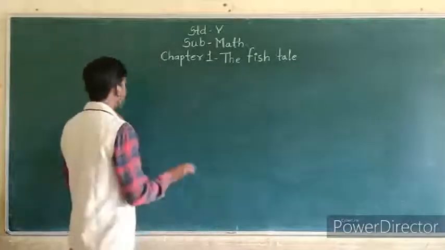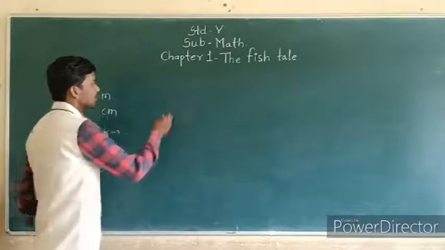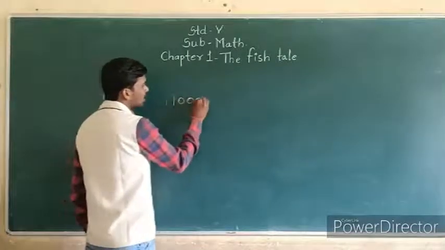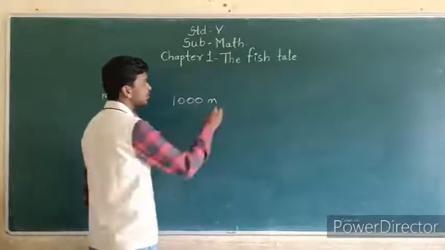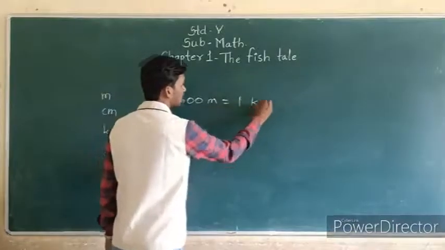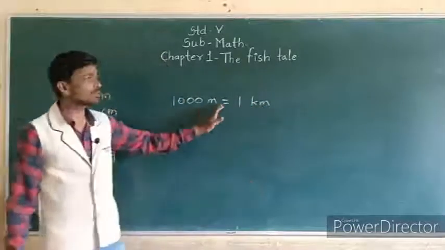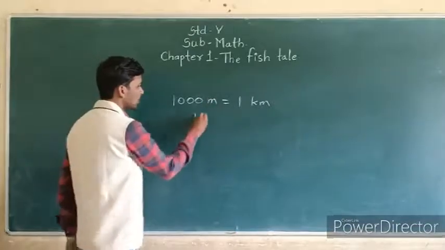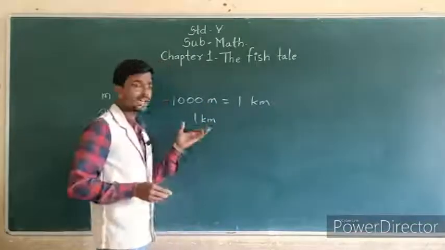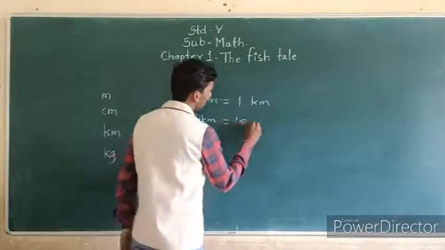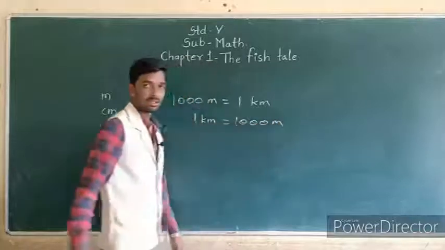Means what? 1 meter. So see, 1000 meter. 1000 meter means what? 1 kilometer. 1000 meter means 1 kilometer. Usually we have to see it like this: 1 kilometer is equal to 1000 meter.